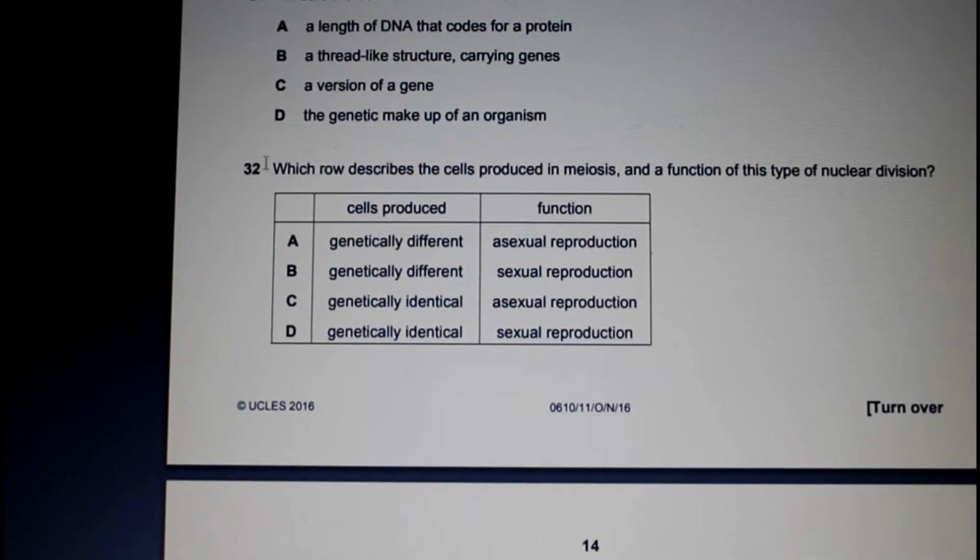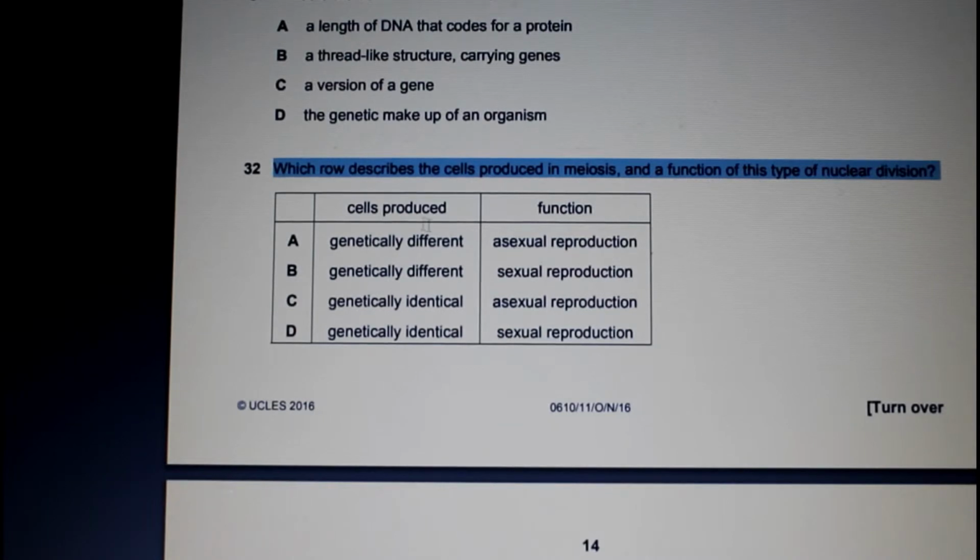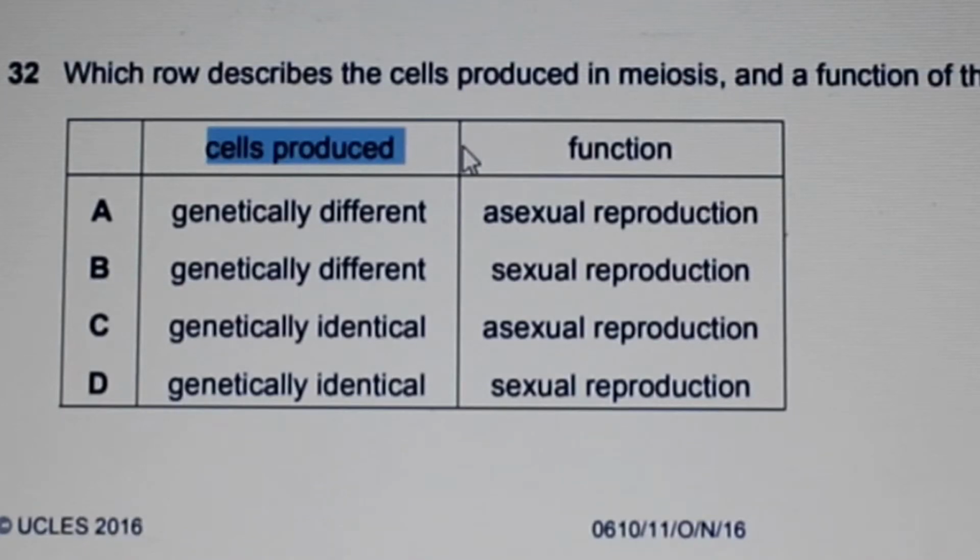So question 32 here asks, which row describes the cells produced in meiosis and a function of this type of nuclear division? So the cells produced in meiosis, remember meiosis is the process by which gametes are formed. Meiosis halves the amount of genetic information. It takes a diploid cell and produces haploid cells with half the amount of genetic information.